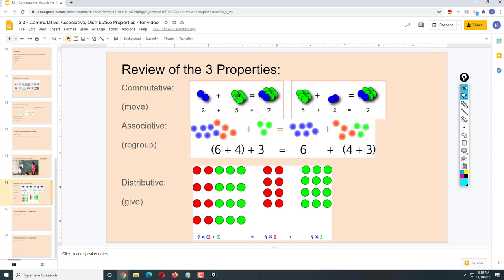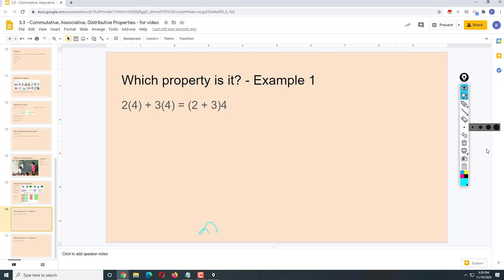So commutative means we can move these around. Associative means we can regroup. Distributive means that we can distribute this across. So we can do this first, and then that. Which property is this? Well, notice that we're distributing this way. So this is the distributive property.